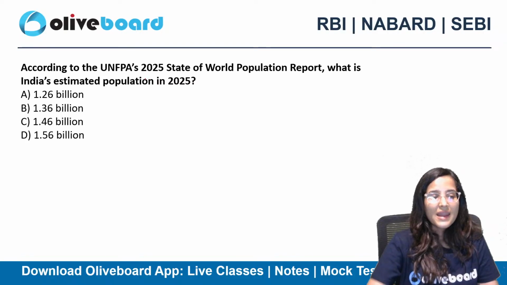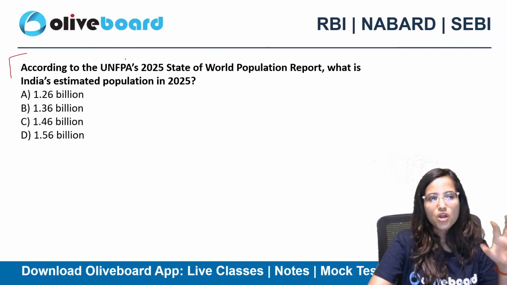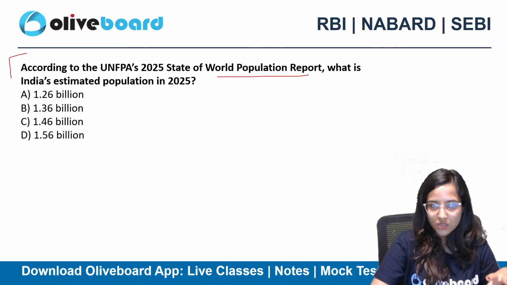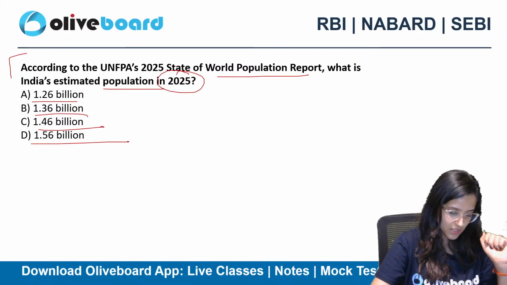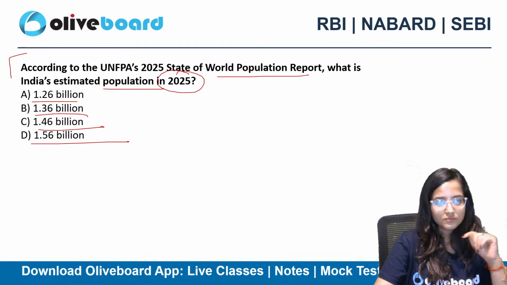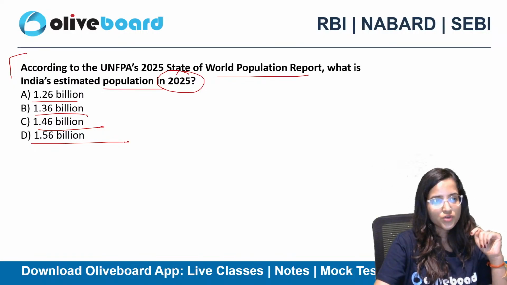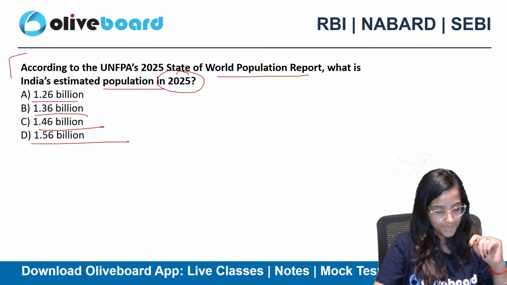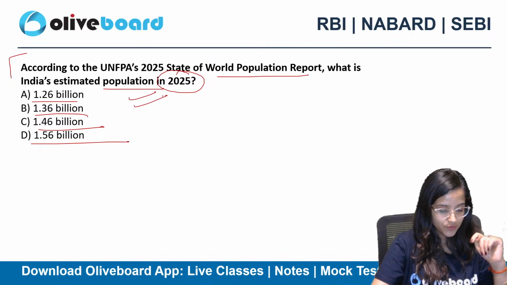Chalo. Another question that I have for you. Let me see whether you have read this article or not. According to UNFPA's 2025 State of World Population Report, what is India's estimated population in 2025? 1.26 billion, 1.36 billion, 1.46, 1.56 billion. What is the answer? Chetan is saying 1.46 billion. What about others? What do you think? What is the estimated population of India in 2025?